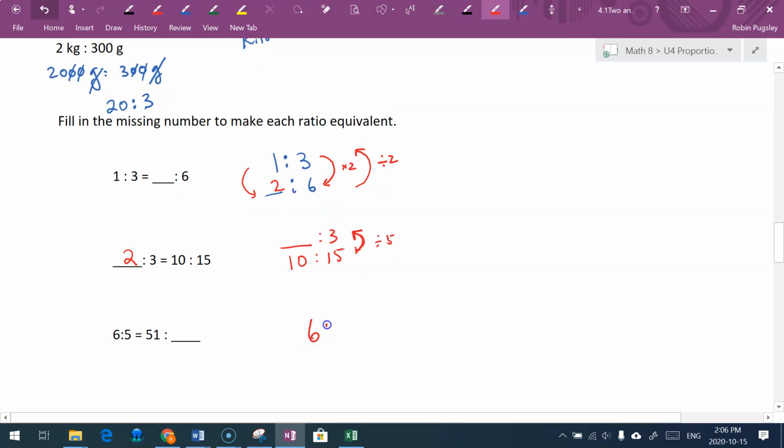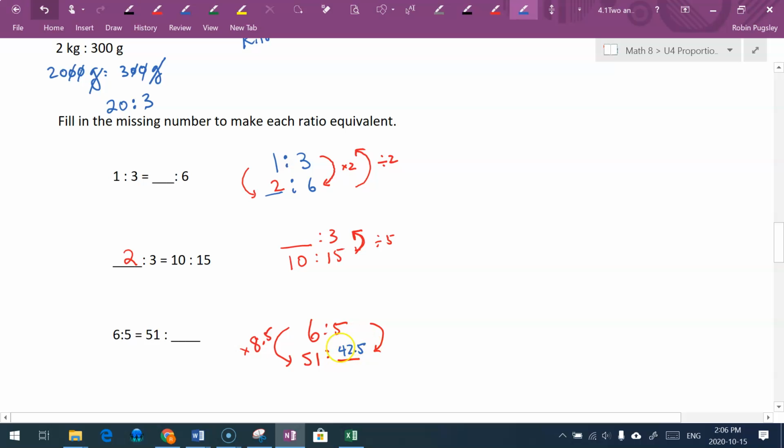This one is 6 to 5 is equivalent to 51 to something. Here's an example where I'm like, okay, well, how am I getting from 6 to 51? I'm not sure. I don't have that one memorized. So if I take 51 divided by 6 on my calculator, I can go, oh, it's 8.5. I now know since I'm getting bigger, I would be multiplying. If I was going smaller, I would divide. I now know that I'm multiplying by 8.5. So whatever I do to one side, I have to do to the other. And I get 42.5 is that missing piece.